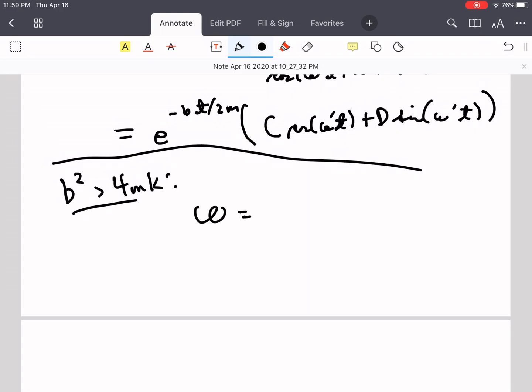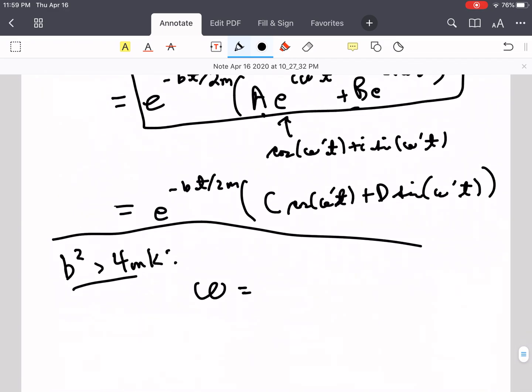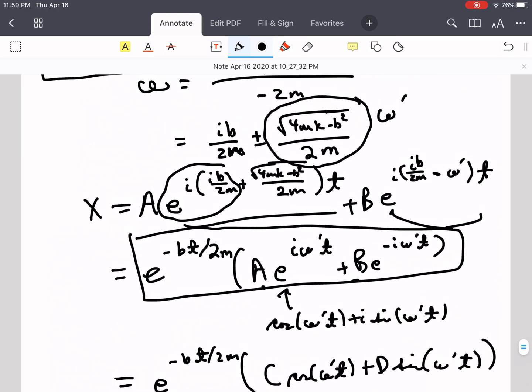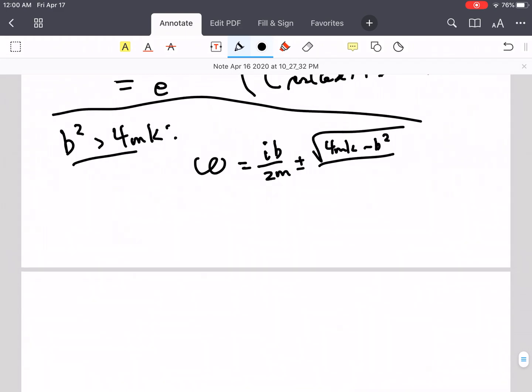then my solution for omega is actually a little different. So I still have ib over 2m, plus or minus, I can write it out the same if you like, but now it's the square root of 4mk minus b squared over 2m. And this is the square root of a negative number. So the square root of a negative number is simply i times the square root of the positive number, b squared minus 4mk.